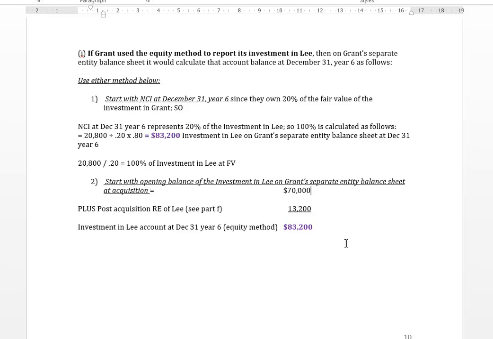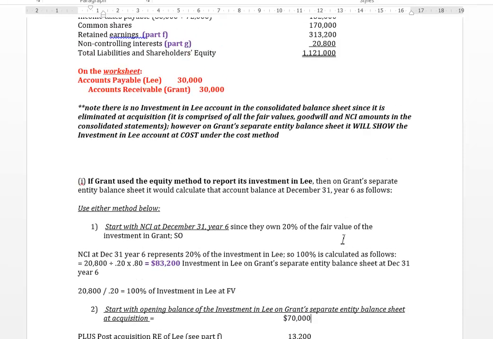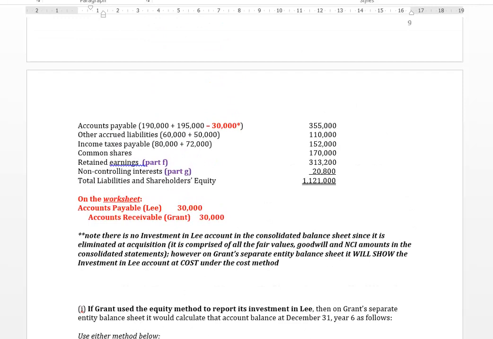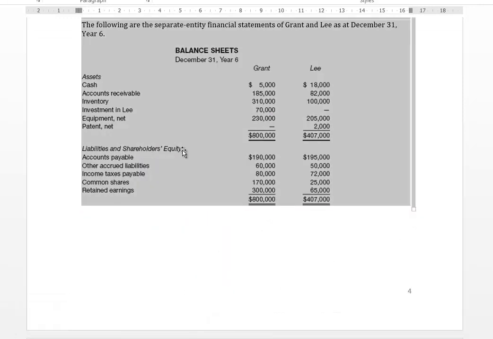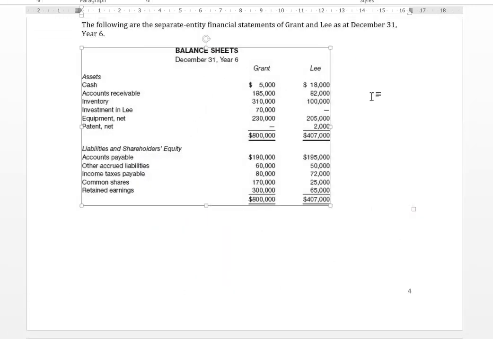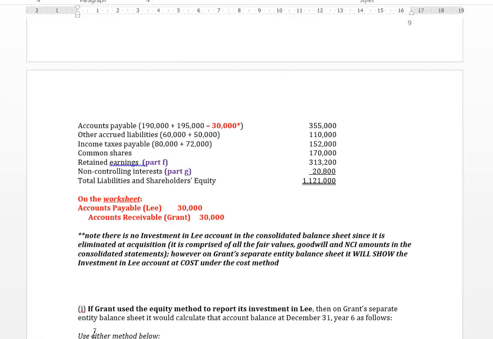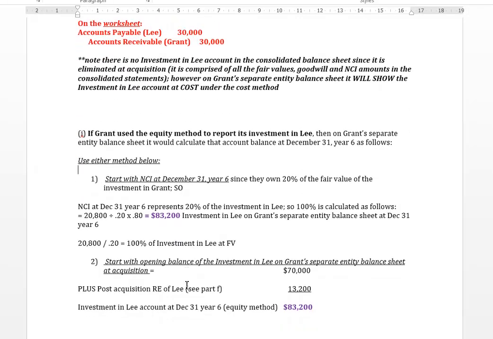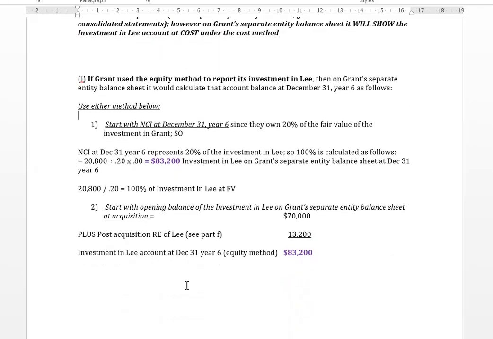Now again, if you go back to the question, you'll see on the balance sheet at the end of year 6, when Grant used the cost method, the investment in Lee is $70,000. That's the cost. But if we were using the equity method, the investment account would not be sitting at $70,000 on Grant's separate entity balance sheet. It would be sitting at $83,200.